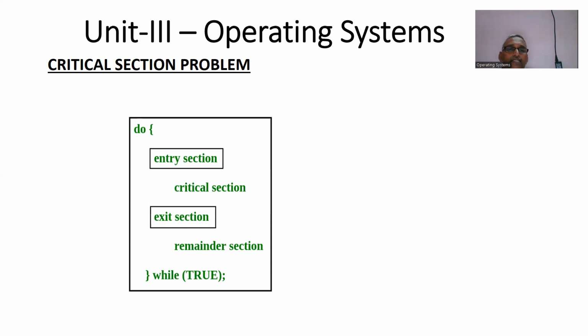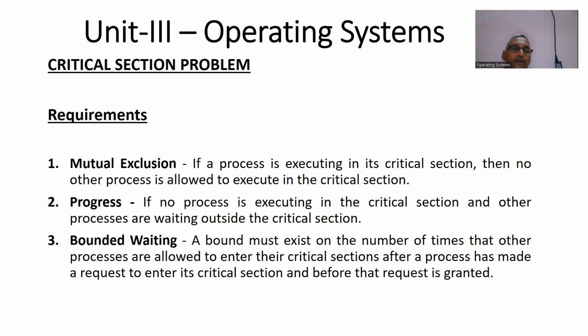In the entry section, the process requests for entry in the critical section. Any solution to the critical section problem must satisfy three requirements: mutual exclusion, progress, and bounded waiting. First one, mutual exclusion. If a process is executing in its critical section, then no other process is allowed to execute in the critical section.